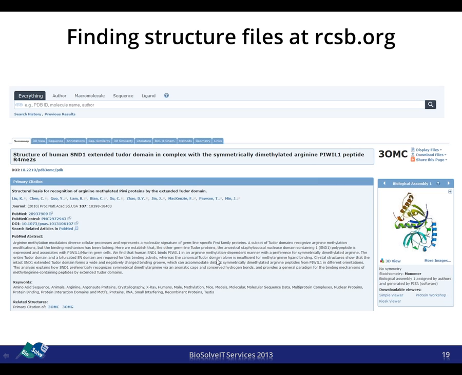Okay. So in order to find these structures at rcsb.org, it's very simple. You just type in the search box your SND1, and or your code identified from the UniProt here, 3OMC, and then here is a direct link to download those files.